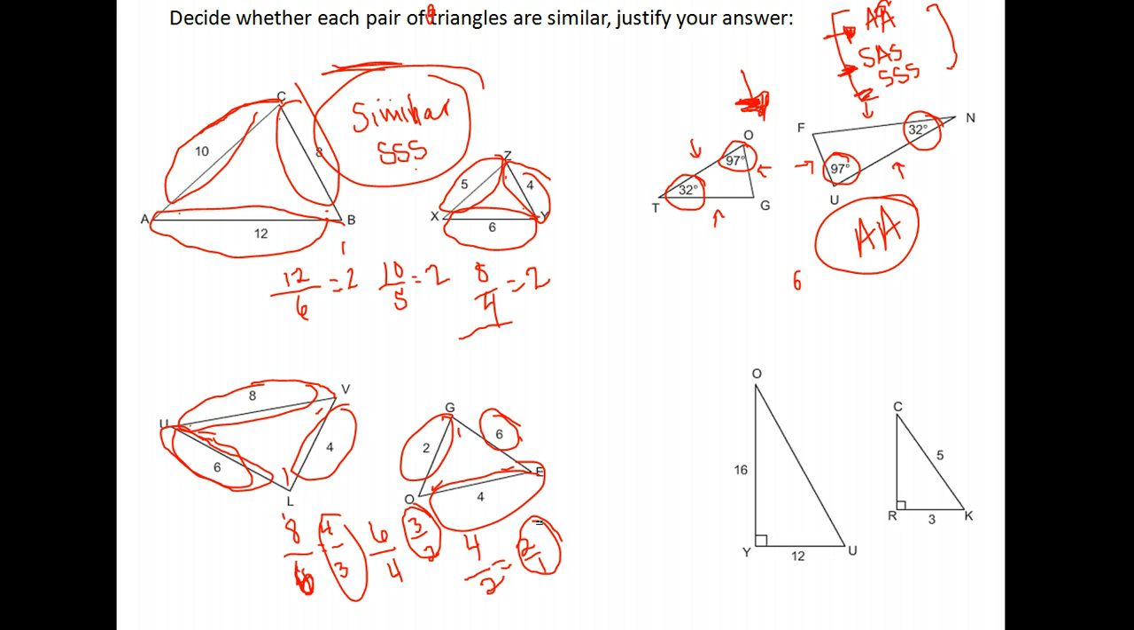Okay, none of these are the same, right? So these are not similar triangles. The only option we had that would work would be side, side, side. And when we put our sides into fractions, none of them were the same.